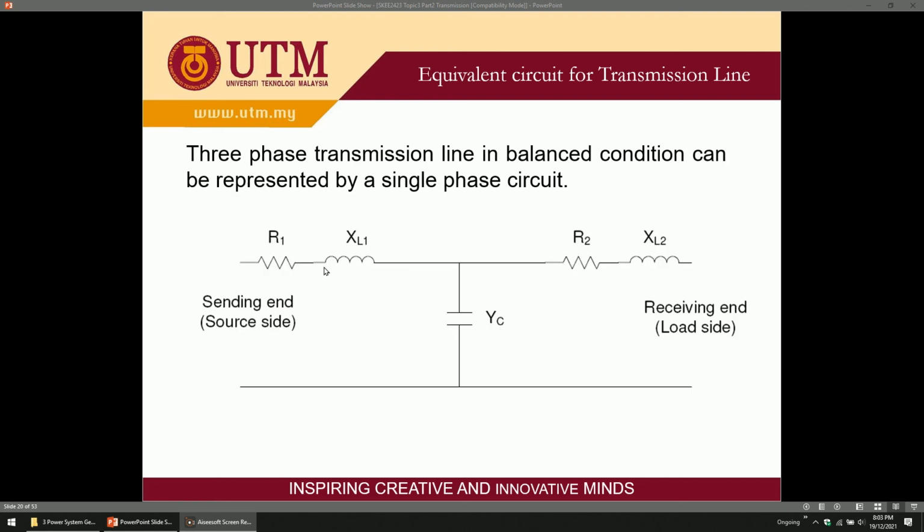You can see here, R and L are in series, and Y is in parallel. So this basically represents the three-phase transmission line, not one phase but three-phase, combined into a single phase.